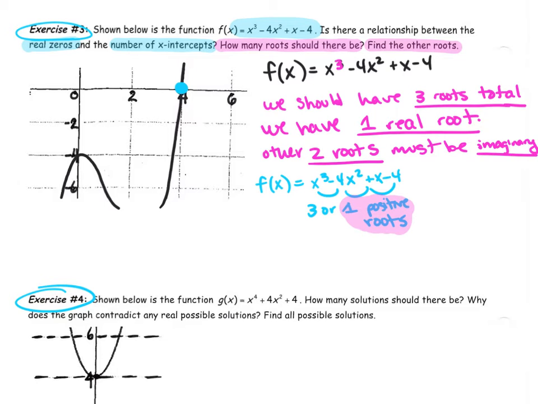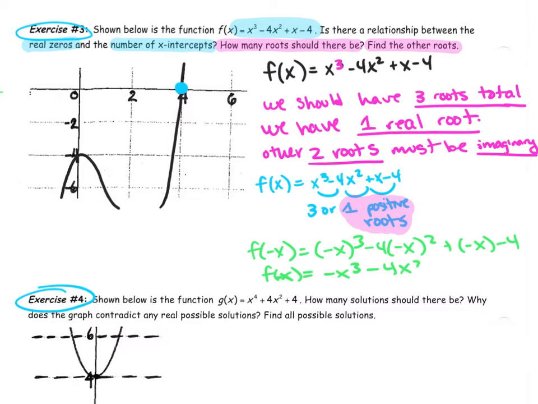We should have no negative roots. If you look over here, there are no negative roots, right? The other 2 should be imaginary, so let's just check with Descartes' rule of signs. We have f of negative x will equal negative x cubed minus 4 times negative x squared plus negative x minus 4. And I'm just going to simplify here. Negative x cubed minus 4x squared minus x minus 4. I have no sign changes, none. So that should make sense that we have 0 negative roots. Okay, so Descartes' rule of signs upholds, which it always does, so you want to make sure you're doing the work right.